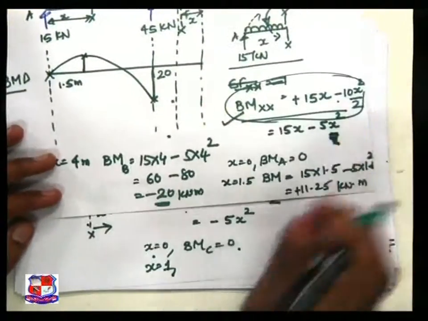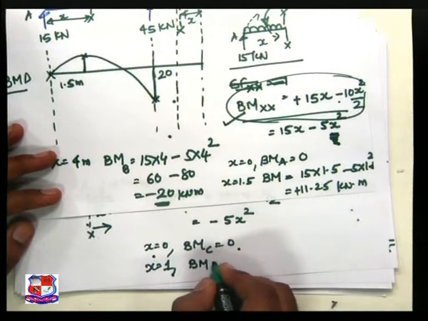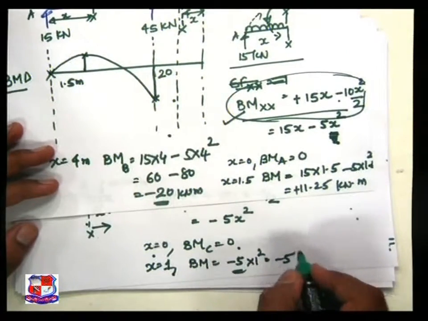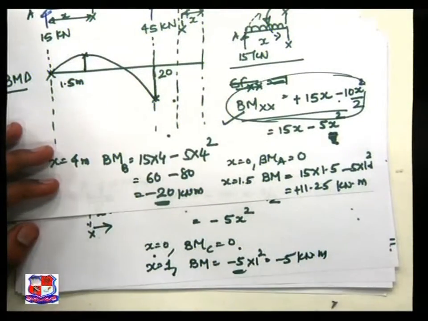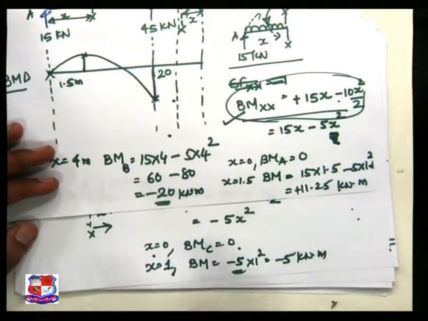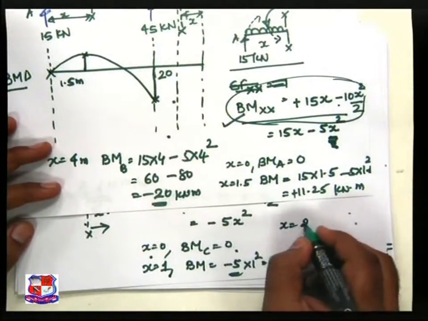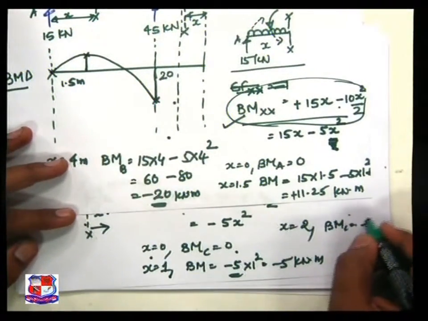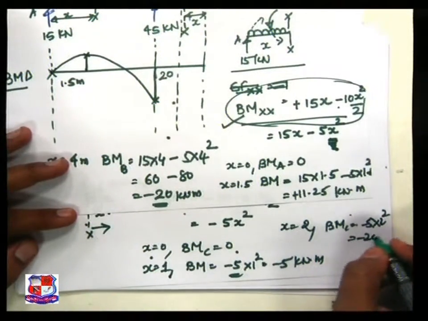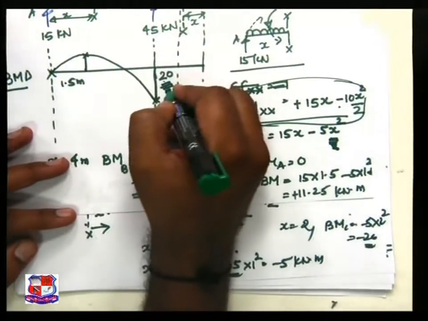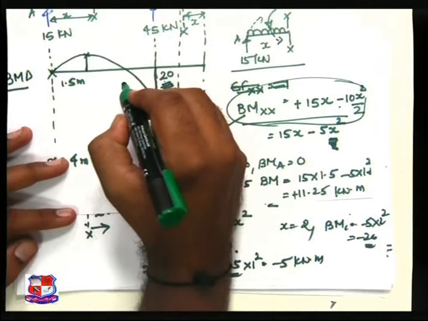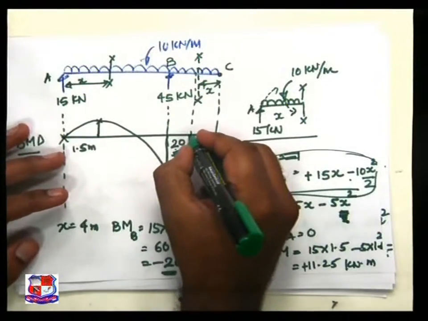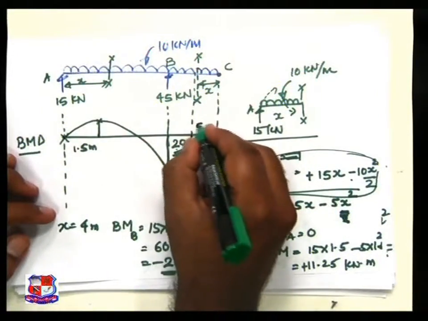Then we get bending moment is equal to minus 5 into 1 square, that is minus 5 kilonewton meter. And if we take x is equal to 2, we can achieve bending moment at C is equal to minus 5 into 2 square, that is equal to minus 20. The same answer that we achieved by taking the left section. So now at 1 meter we achieve the ordinate of 5.